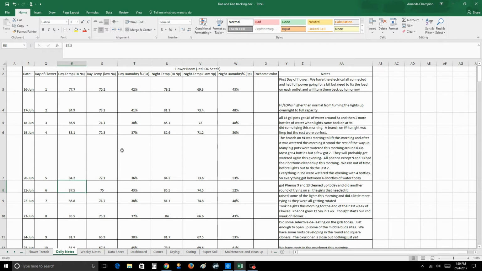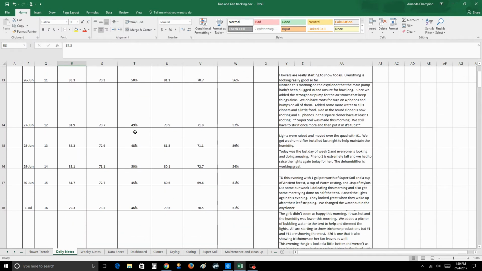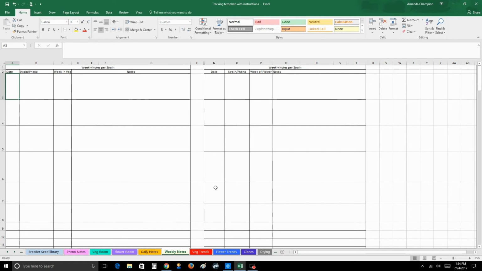But overall, this is what it's going to look like. It's going to look very similar, something basic. You're going to have a whole group of notes with a whole lot of temps to go along with it.